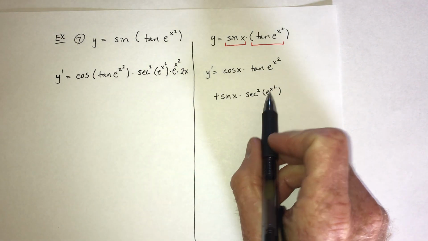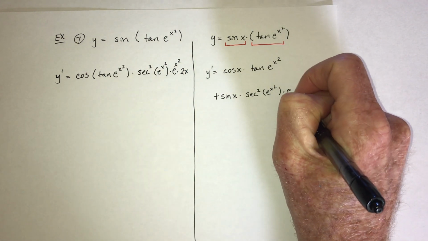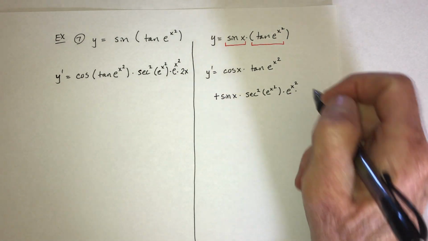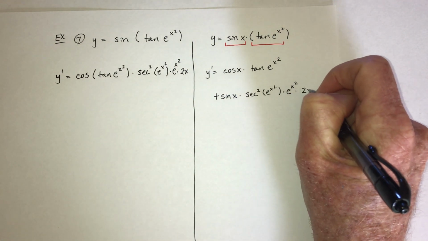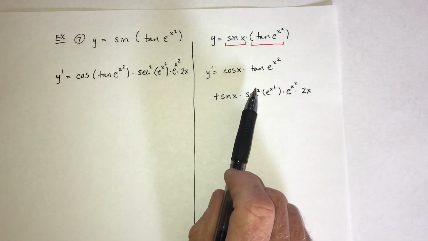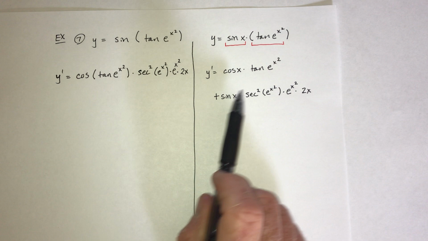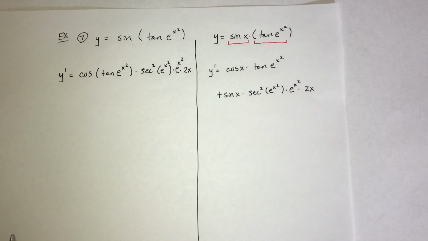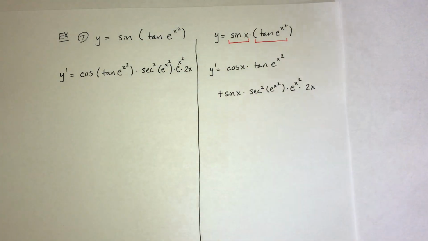And then take the derivative of the e function, which is the e function. And then take the derivative of x squared, which is 2x. And so you'll see that these two answers are quite different. Whether it has an x there or not, it definitely makes a difference. All right, I'll see you soon.